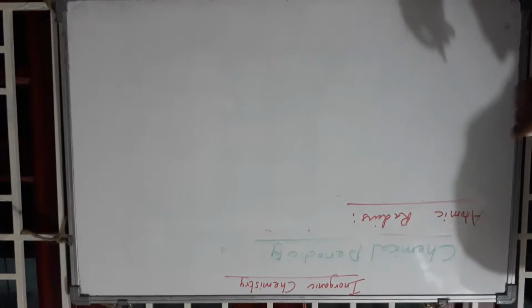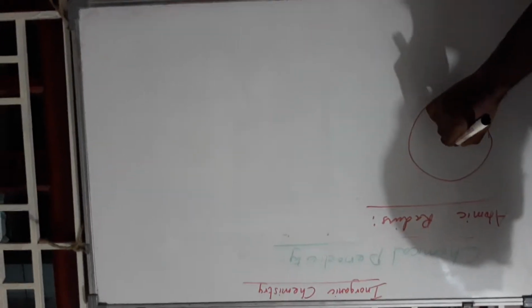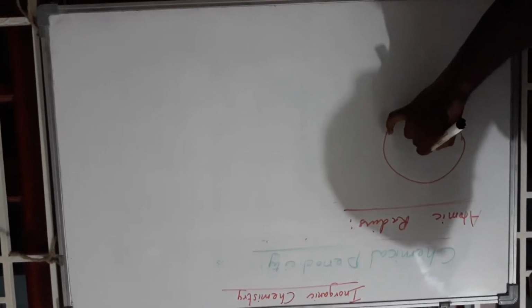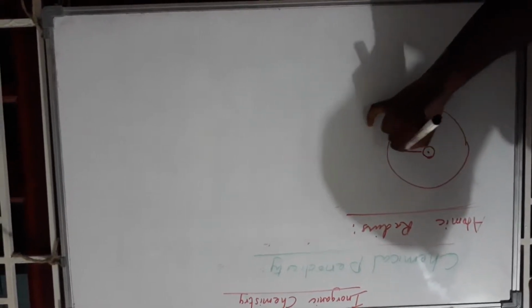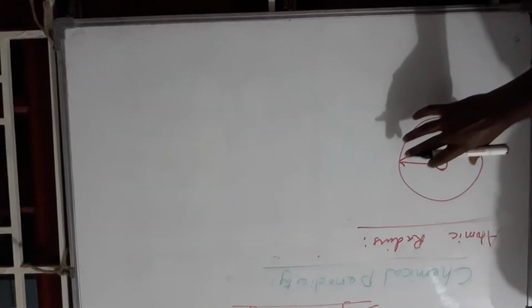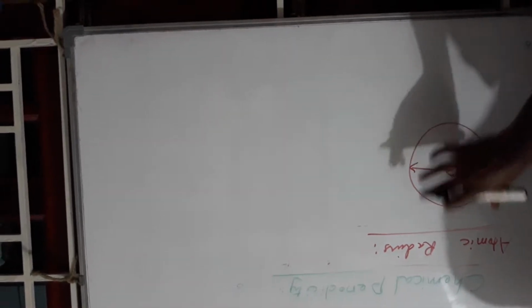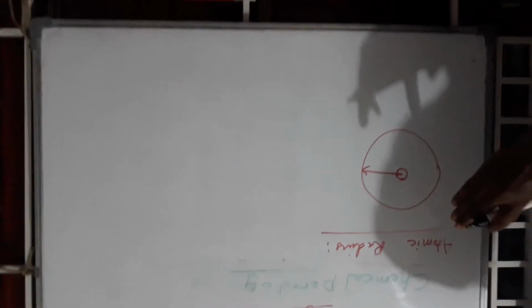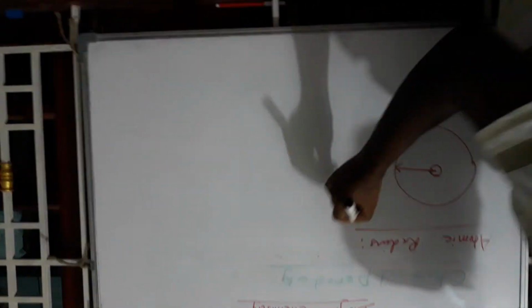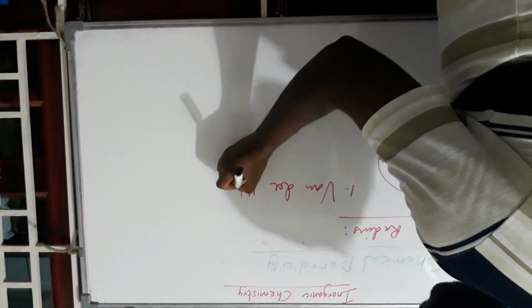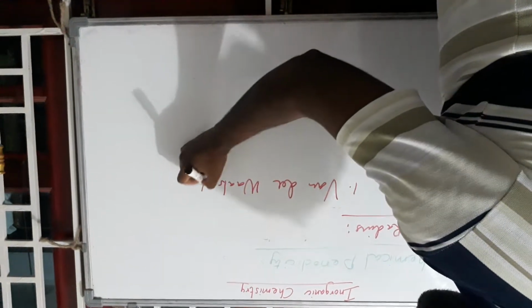Atomic radius. This is an atom, and this is the center part, the nucleus. The distance between the center and the outer edge, the radius of this particular atom, is called the atomic radius. This atomic radius depends on two factors. The first one we have to know about is the most important one, van der Waals radius.